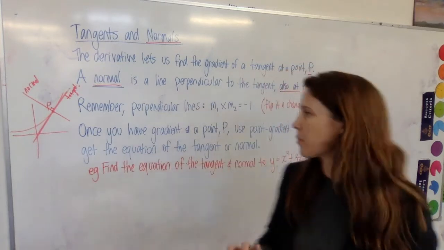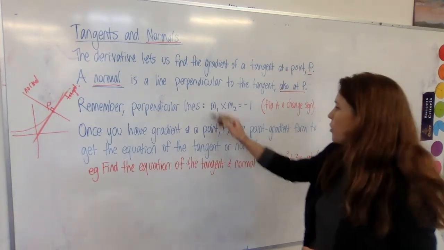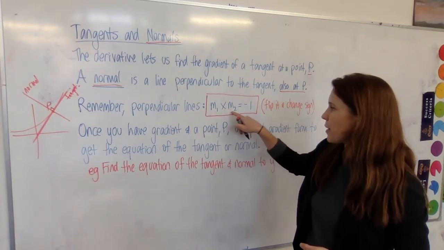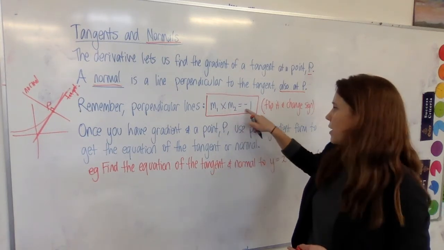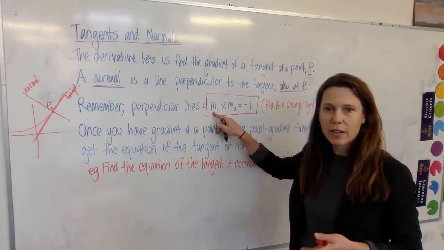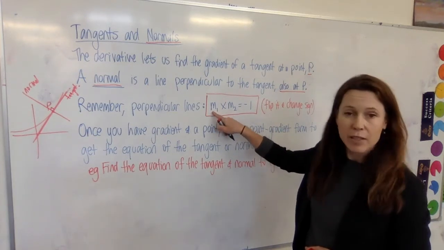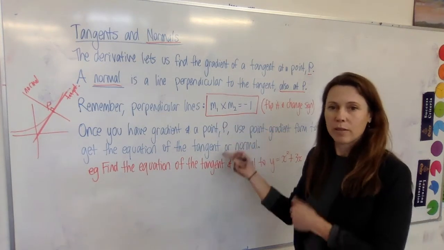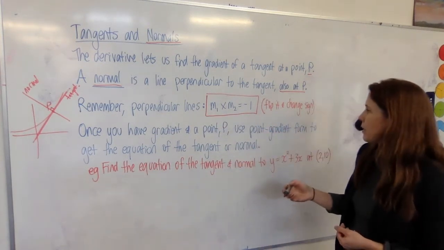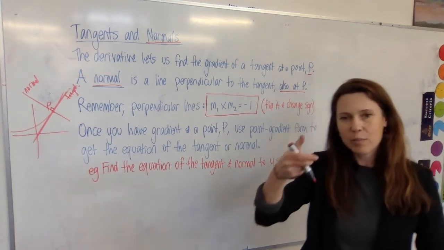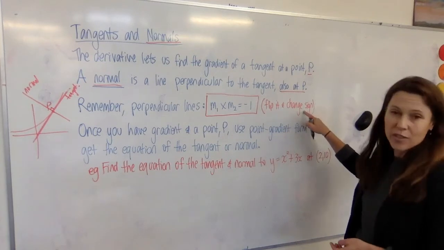Now, we've already learnt before that perpendicular lines have this special property where if you multiply their gradients together, you get -1. So if you know the gradient of the tangent and you want to find the gradient of the normal, you can put the gradient of the tangent in as m1 and then solve this equation to find what the other gradient, or m2, would be. There's also a quick way. You can also flip it upside down, in other words, find the reciprocal of it, and just change the sign.